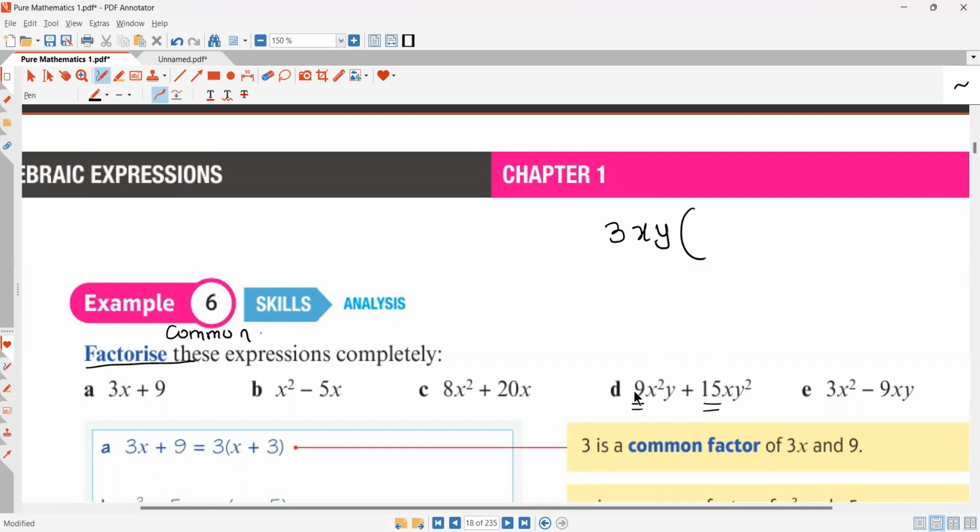Now start multiplying. 3 threes are 9. Bring a 3. If you multiply an x over here, then only it's going to be x square. Y is already there, so I'm not going to give anything over here. Plus 15. 3 fives are 15. X is already there, I'm not going to give any x. Y is there, there is a y square. Let me give another y.